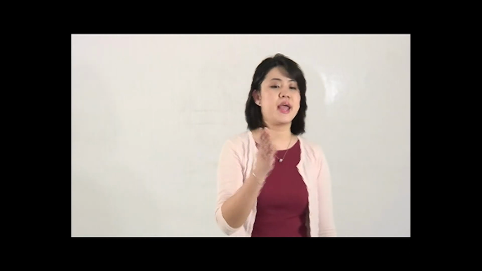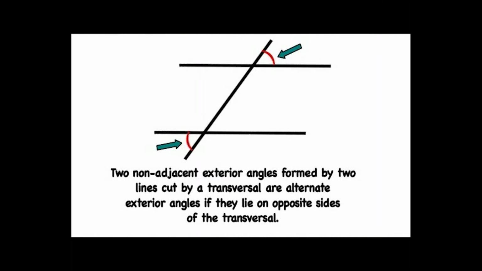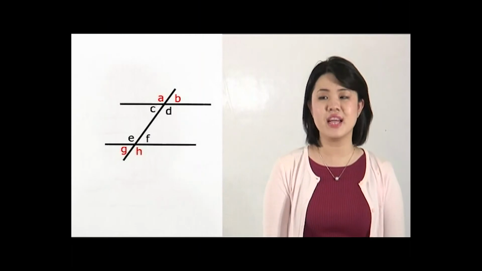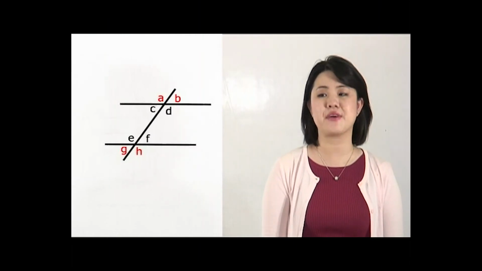Yes, that's right. Can anyone give a formal definition of alternate exterior angles? From what Doms and Dancel said, two exterior angles are alternate exterior angles if they lie on opposite sides of a transversal. Now, let's study another kind of angle pairs.